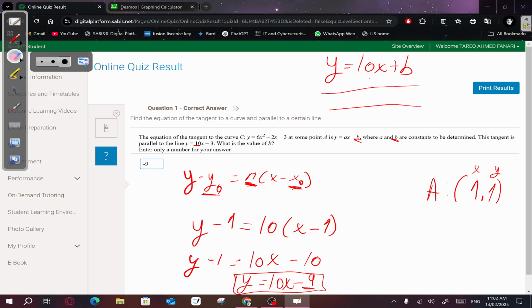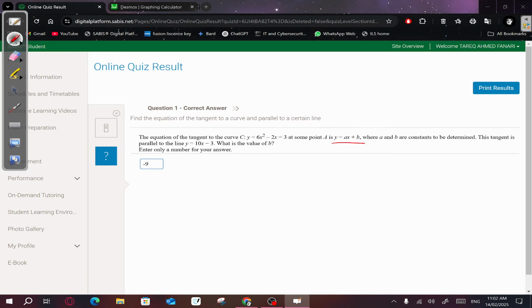Now, you might be asking, why didn't we put 9? Because they said it is in the form y equals ax plus b, right? Plus here. So, what we have is 10x minus 9, so plus b is equal to minus 9. That's it. That is, if they asked for ax minus b, you just write 9. But they asked for ax plus b.